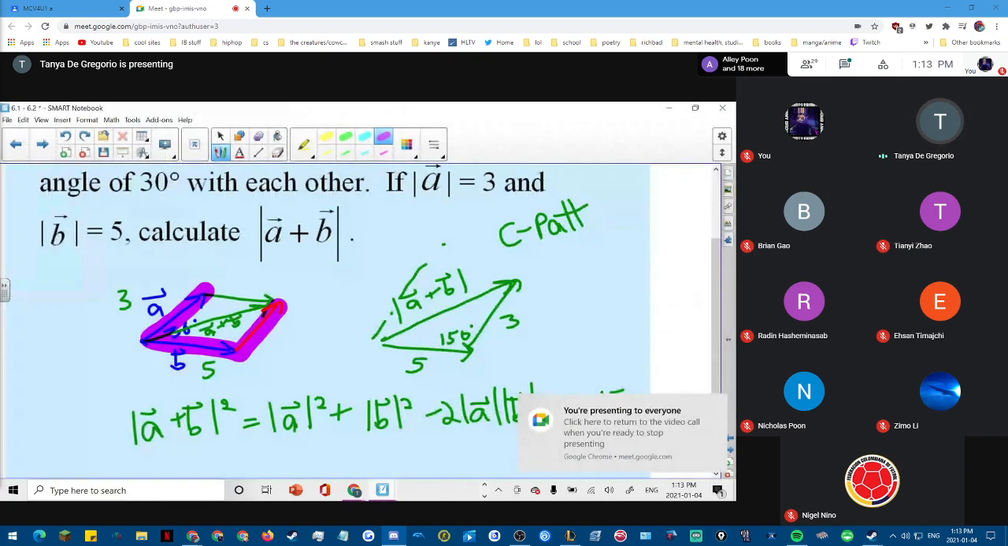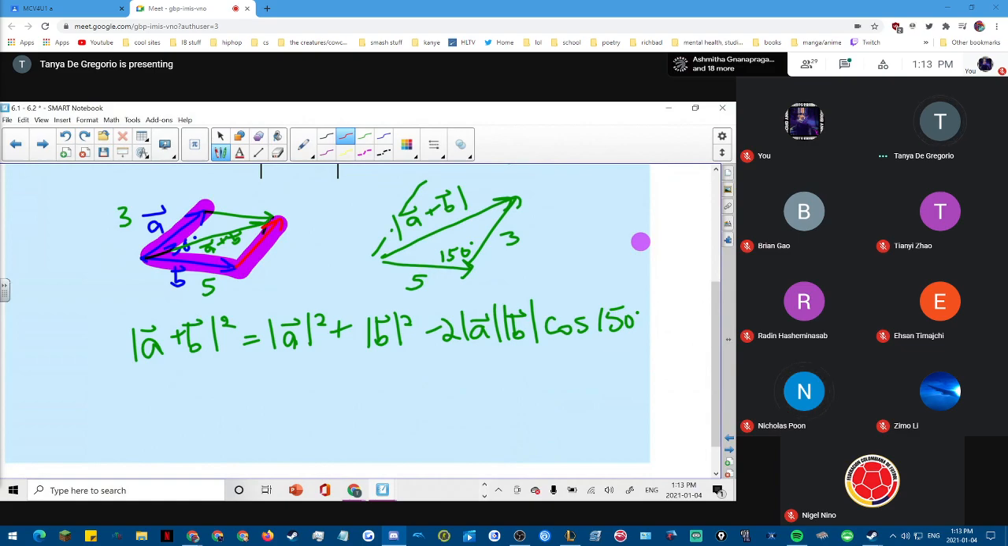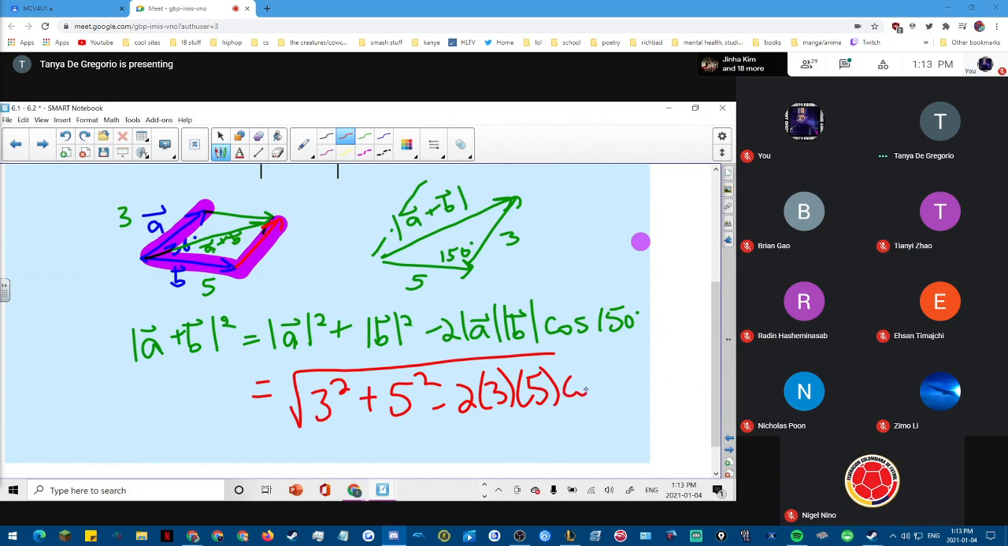Okay, so what did you guys get? Using the cosine law, what did you guys get? About 7.74. Perfect. Okay, approximately 7.74. So remember, guys, you're looking for A plus B, so you're going to take the square root of everything here. We know that the magnitude of A is 3. We know that the magnitude of B is 5. This is still under my root. Okay, make sure you calculate it in degrees. And you're going to get approximately 7.74 units.